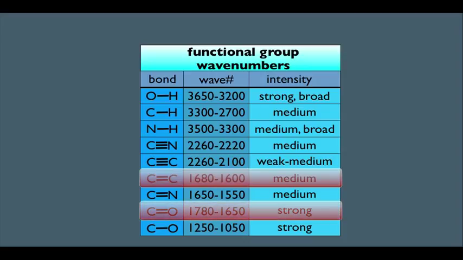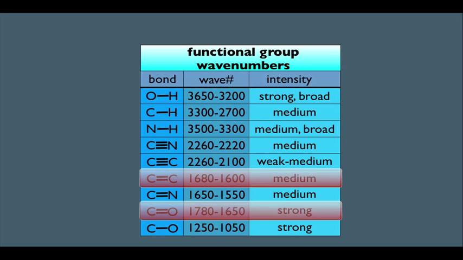But look at the C double bonded to O bond here. Its intensity is strong. Notice the C double bonded to O bond would have a greater dipole moment than the C doubly bonded to another C. Remember, oxygen is a lot more electronegative than carbon. Therefore, the C double bond O bond would be a lot more polar, or in other words, have a greater dipole moment. So, when these functional groups are in the IR and these bonds stretch, we would expect to see a stronger intensity signal for the C double bond O.